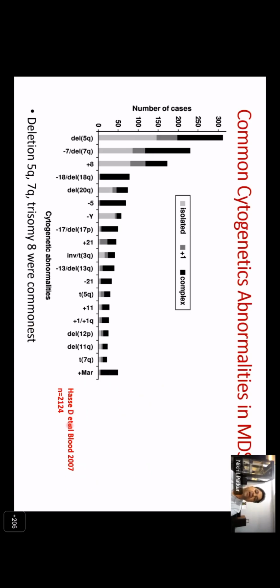So in this data set, nearly 40 to 50% of patients with MDS have an abnormal karyotype. The commonest abnormality you see in MDS is isolated deletion 5q. When you say deletion 5q, at times it can be accompanied by another cytogenetic abnormality, but more than one cytogenetic abnormality is problematic. This is followed by 7q and trisomy 8.